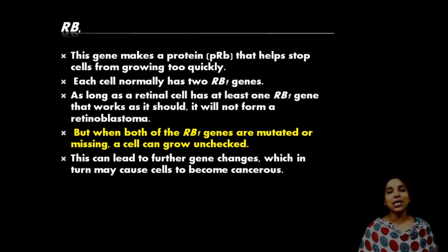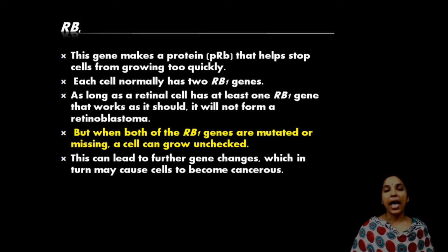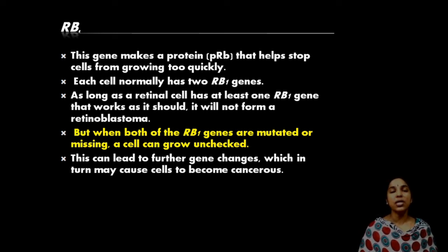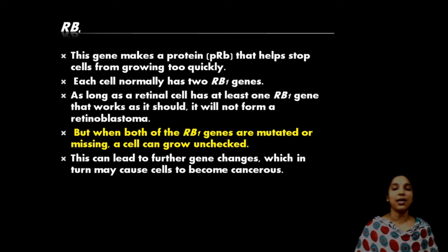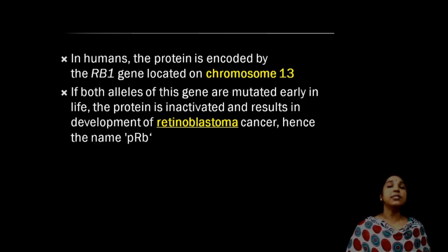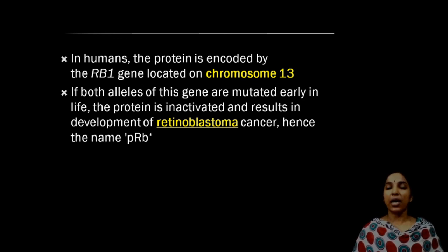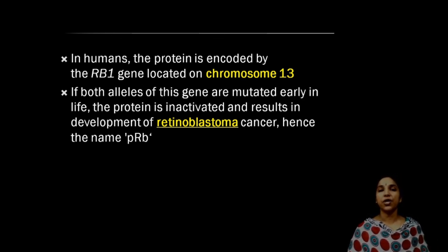Okay. So, each cell normally has 2 RB1 genes and usually if both RB1 genes are mutated, it results in the disease, this cancer retinoblastoma. Okay. When both RB1 are mutated or missing, the cell can grow unchecked, resulting in cancer. In humans, this RB is located on chromosome 13. So, when both alleles of the gene are mutated, this RB protein is not produced and promoter binding does not take place. The cell division goes on continuously, resulting in cancer, mainly retinoblastoma.